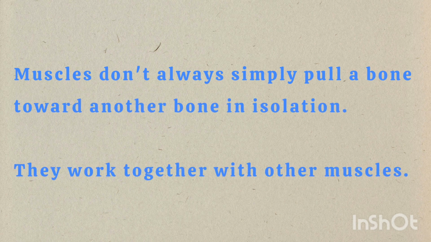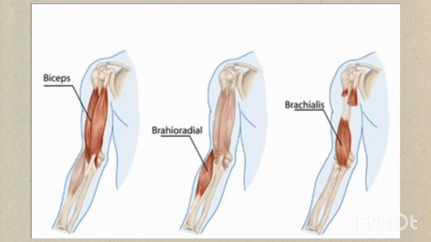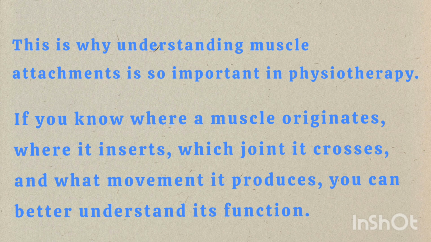Another important point is that muscles don't always simply pull a bone towards another bone in isolation. They work together with other muscles. For example, during elbow flexion, the biceps does not always work alone. Other muscles, including the brachialis and the brachioradialis, also contribute. This is why understanding muscle attachments is important in physiotherapy. If you know where a muscle originates, where it inserts, what joint it crosses, and what movement it produces, you can better understand its function.